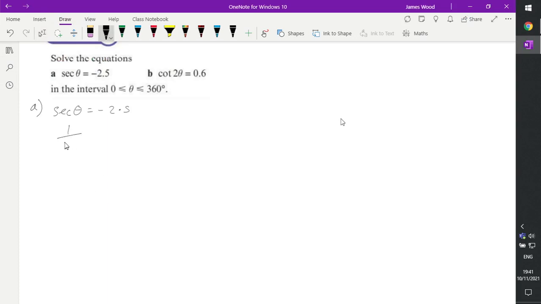So sec is 1 over cos theta, it's minus 2.5, and then I'm going to do the reciprocal of both sides. So cos theta is going to be 1 over minus 2.5, and 1 over minus 2.5 is minus 0.4. And now we've got an equation which looks a bit more like the equations that we solved before, and we've then just got to solve it between 0 and 360. So theta, I can just do inverse cos of minus 0.4. My first answer is 113.6 degrees. And then the next answer I can do 360 minus that, so that would be 246.4 degrees. There we go.